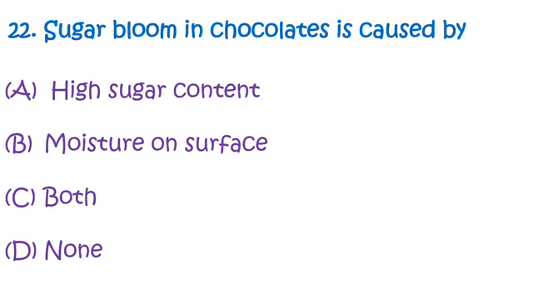Question number 22. Sugar bloom in chocolate is caused by, options are option A high sugar content, option B moisture on the surface, option C both, option D none. And the correct answer is moisture on the surface.